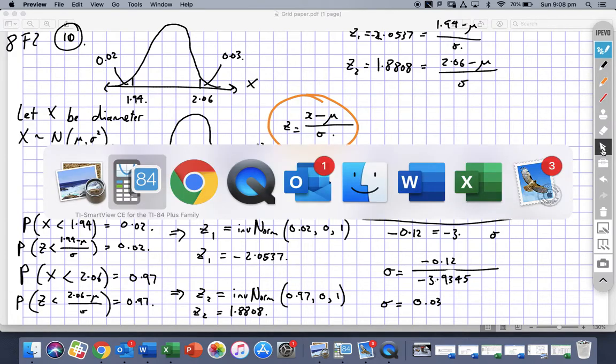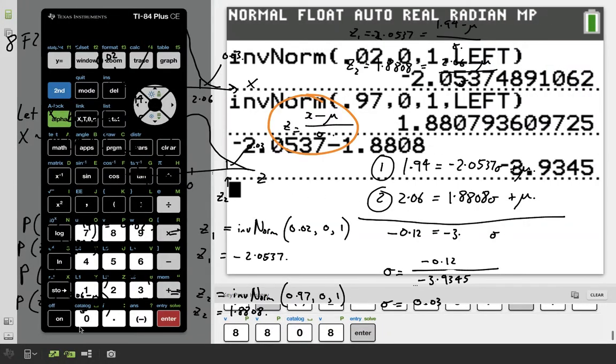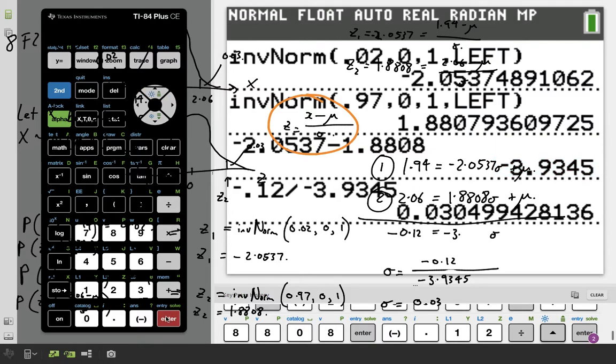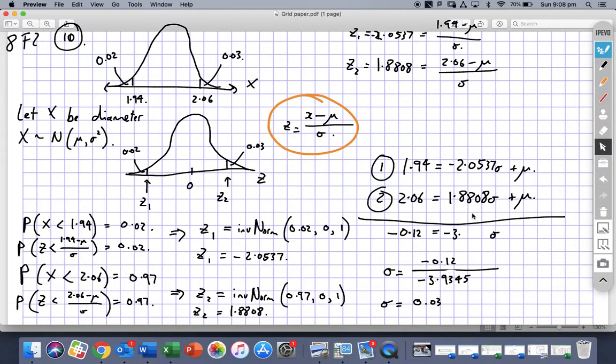Minus 0.12 divided by that number, which is already minus, good. We get 0.3049, rounding up, 305 as our standard deviation. Now I'm going to need to make some room. I still haven't found the mean.